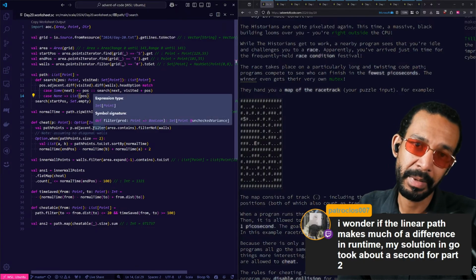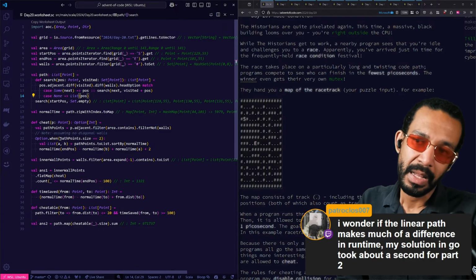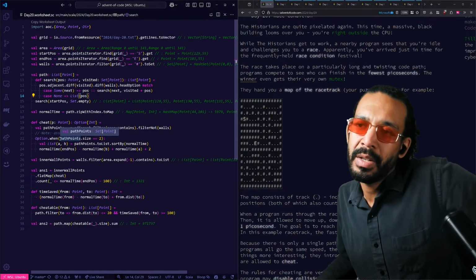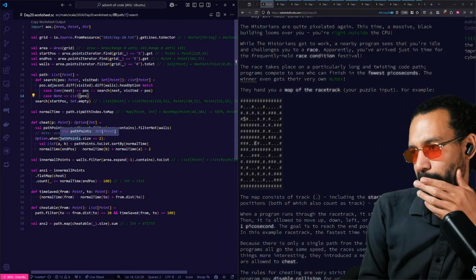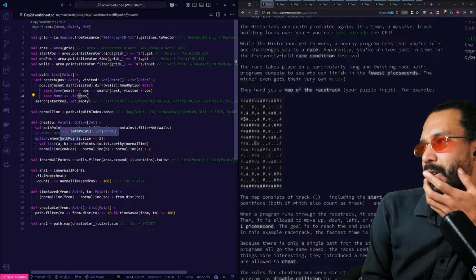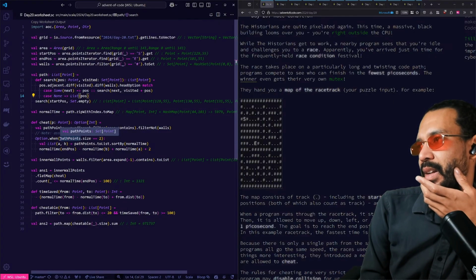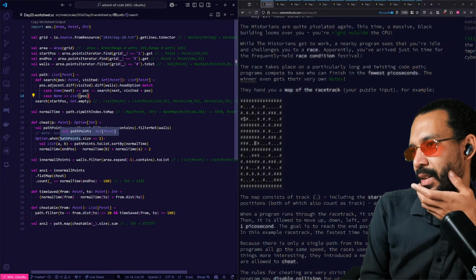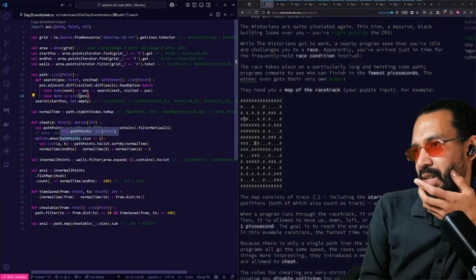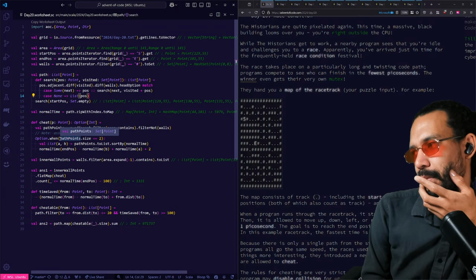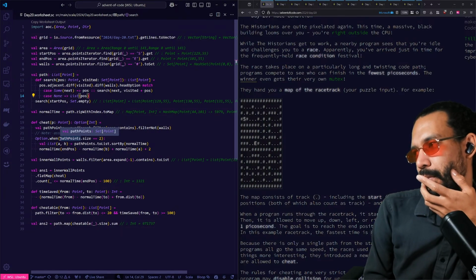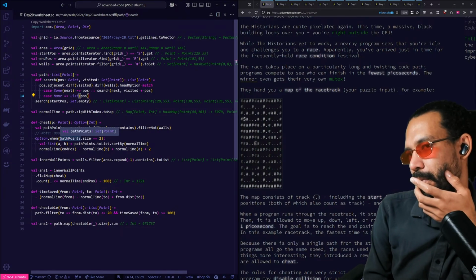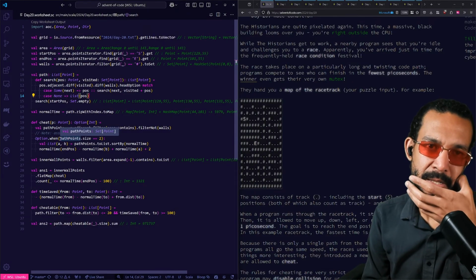You wonder if the linear path makes much of a difference in runtime? I don't think it should too much because you could still Dijkstra and jump from one to another path along the Dijkstra based on its min cost. Yeah, I'm not sure it would make too much of a difference.